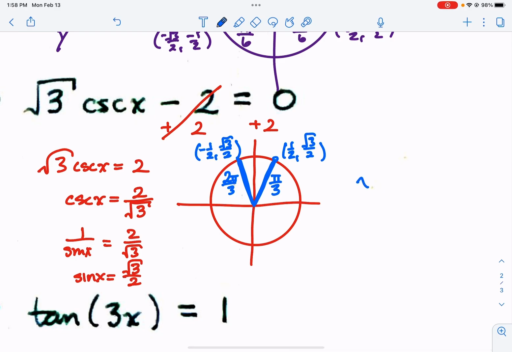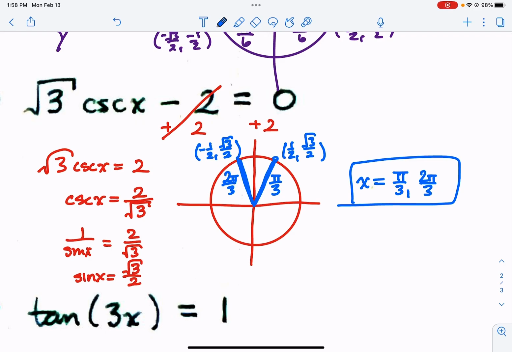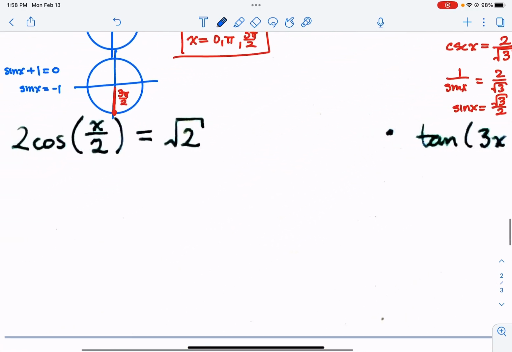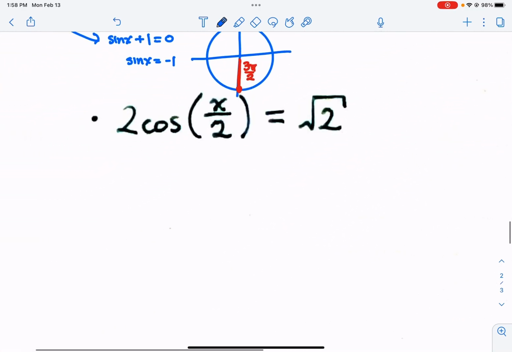So our answers are just those two, right? X equals pi over 3, 2 pi over 3. And that's it. So even if it looks a little weird at the beginning, just solve as far as you can. You want to get it to sine or cosine equals something. All right, now let's try this one over here.